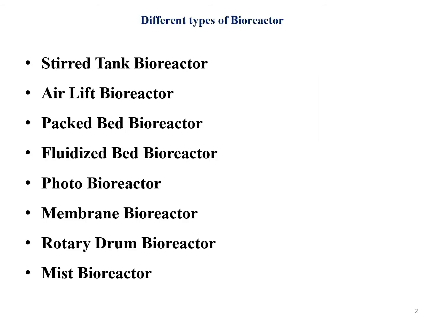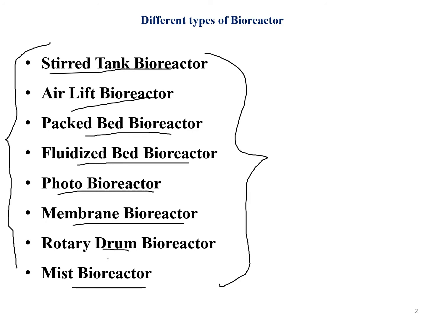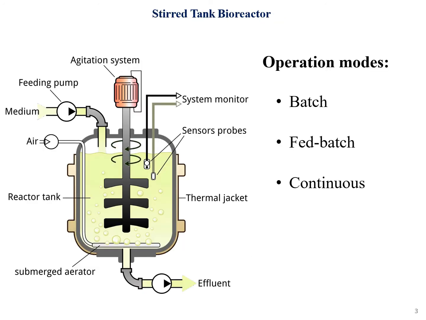Talking about different types of bioreactors, there are many types which come into play, such as stirred tank bioreactor, airlift bioreactor, packed bed bioreactor, fluidized bed bioreactor, photo-bioreactor, membrane bioreactor, rotatory drum bioreactors, and mist bioreactor. We'll be discussing all of them in brief. These bioreactors are the fundamental part of any biochemical reactions. Let's get into this.